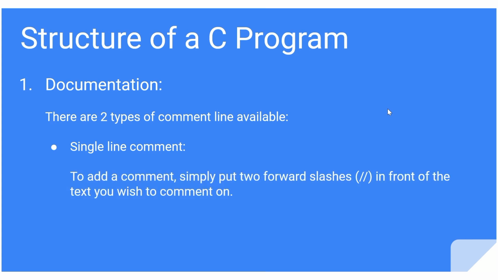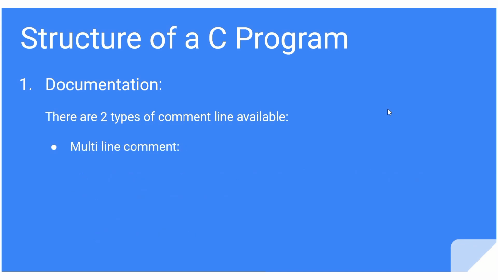To add a comment, simply put two forward slashes in front of the text you wish to comment on. Example, here is a single line comment. This text is a comment. To comment this line, we have to put two forward slashes in front of the text.